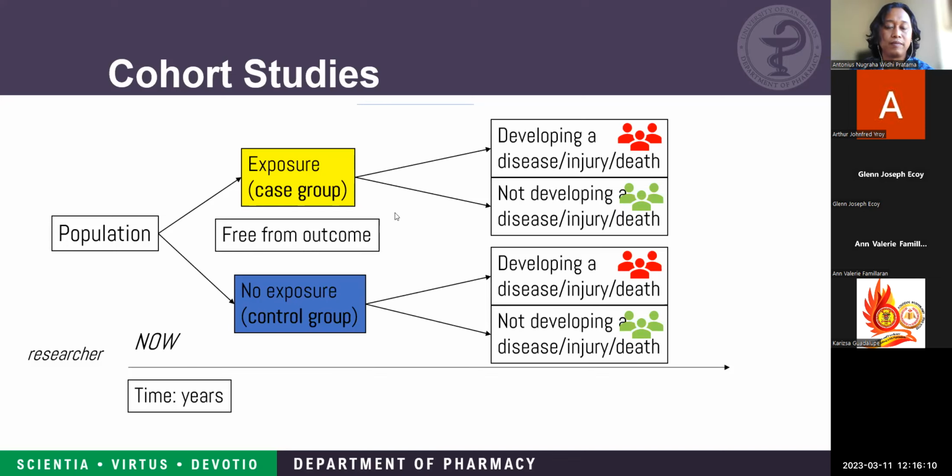So yes, something like this. In the case group, when selecting case and control groups, we need to make sure that they are free from the outcome of interest. The outcome of interest can be more than one, multiple, and if we find that they already have an outcome, then we cannot really calculate the outcome.